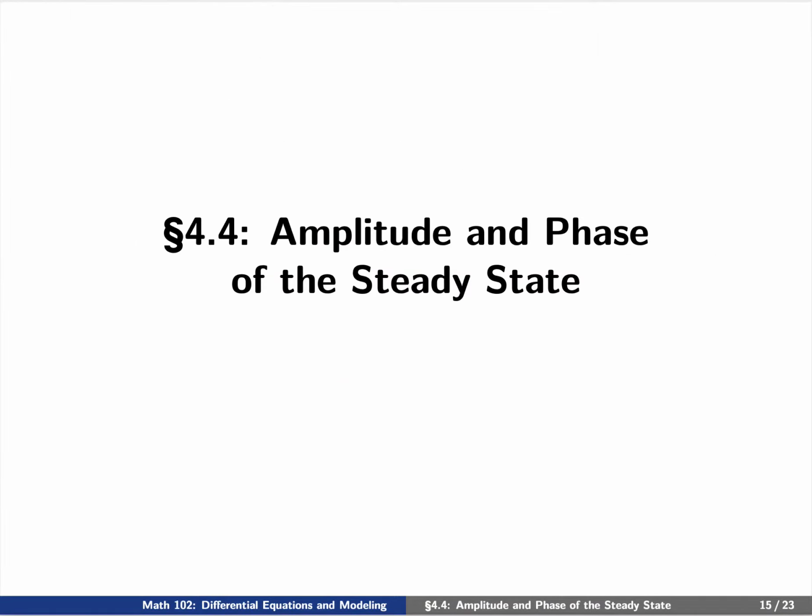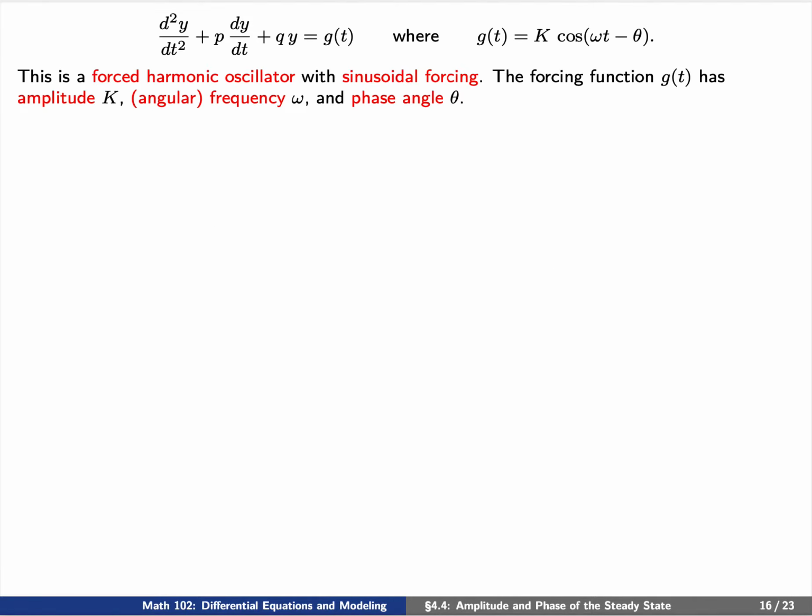Today we'd like to focus on the amplitude and the phase of our steady state in a bit more detail. Let's return back to our non-homogeneous second-order equation. Recall that we have a forced harmonic oscillator, and we will focus on the case where we have sinusoidal forcing. That is, our forcing function g of t has amplitude capital K, angular frequency omega, and phase angle theta.